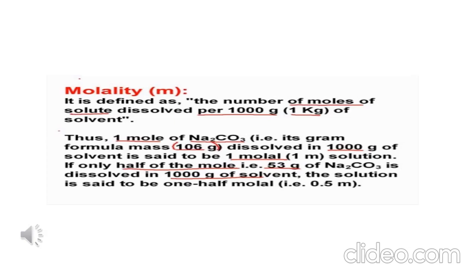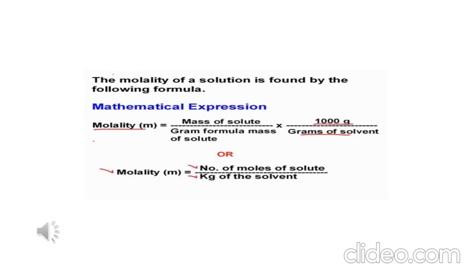If only half a mole, that is 53 grams of sodium carbonate, is dissolved in 1000 grams of the solvent, then the solution is said to be a half molal solution or 0.5 molal. The molality of the solution can be calculated using the formula mass of the solute by gram molecular weight of the solute into 1000 by solvent mass in grams.